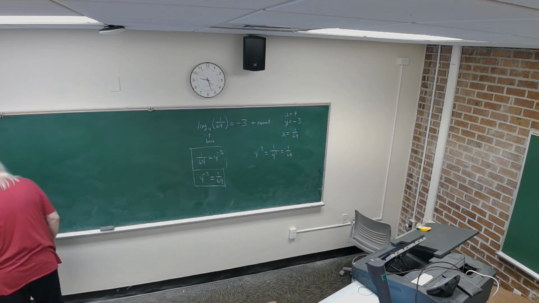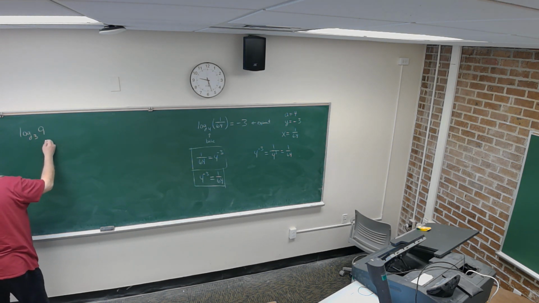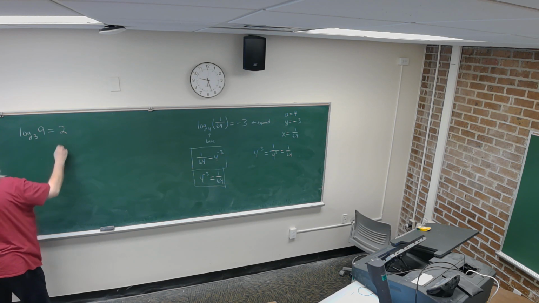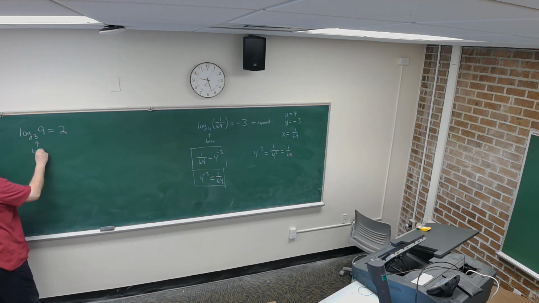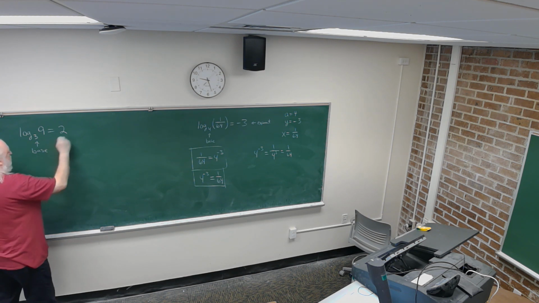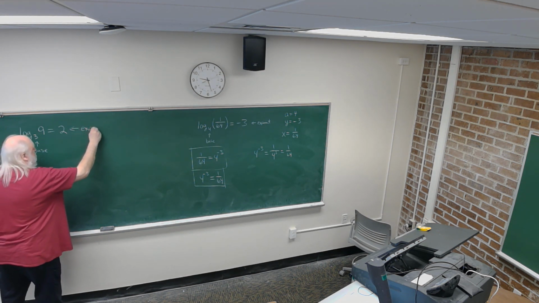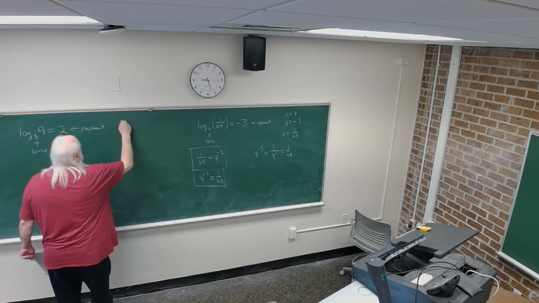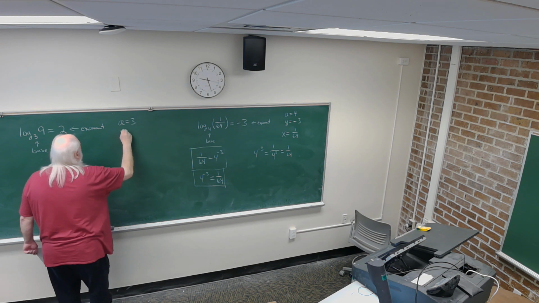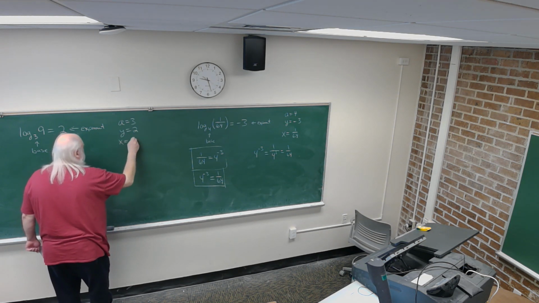All right, in B, we have log base 3 of 9 is equal to 2. So 3 is the base of the exponential, or the logarithmic statement, and 2 is the exponent. So a is equal to 3, y is equal to 2, and x is equal to 9.